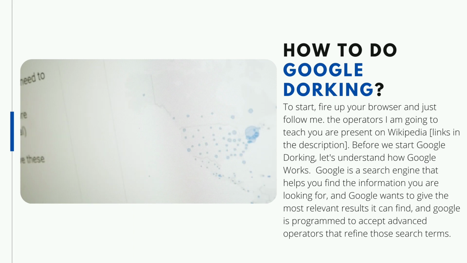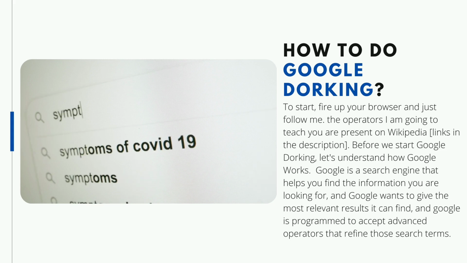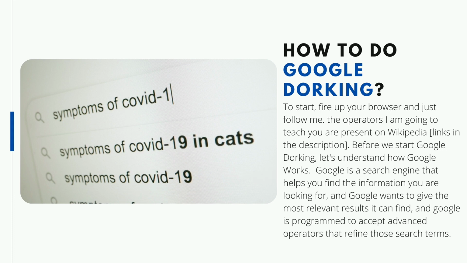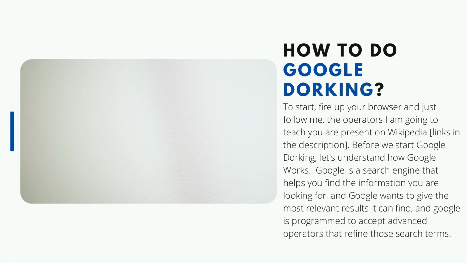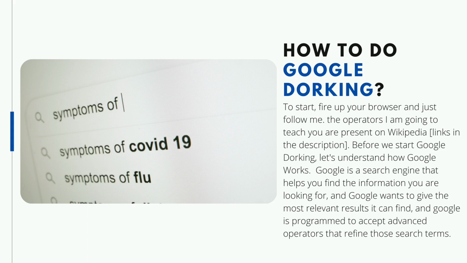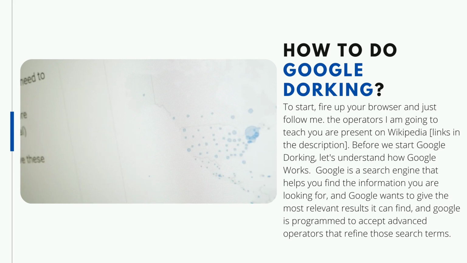Before we start Google Dorking, let's understand how Google works. Google is a search engine that helps you find information you are looking for, and Google wants to give you the most relevant result it can find. And Google is programmed to accept advanced operators that refine those search terms. An operator is a keyword or a phrase that has a particular meaning for the search engine. Operators include things like inurl, intext, site, language, and so on.